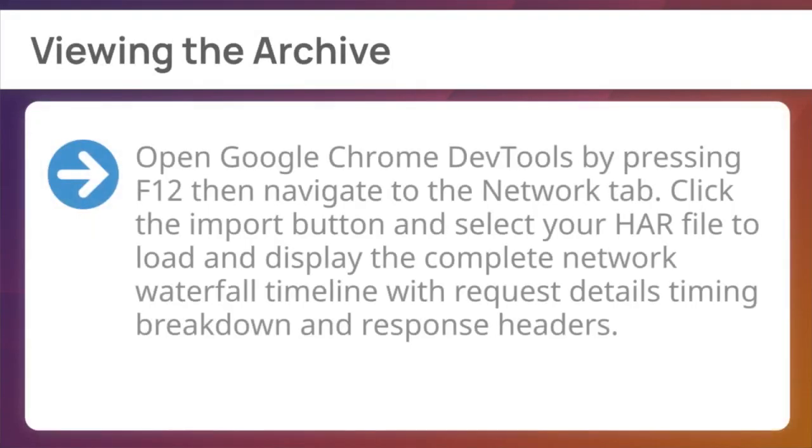First, viewing the archive. Open Google Chrome DevTools by pressing F12, then navigate to the Network tab. Click the Import button and select your HAR file to load and display the complete network waterfall timeline, with request details, timing breakdown, and response headers.